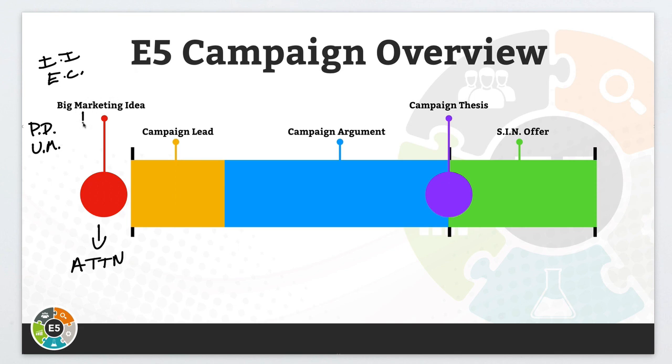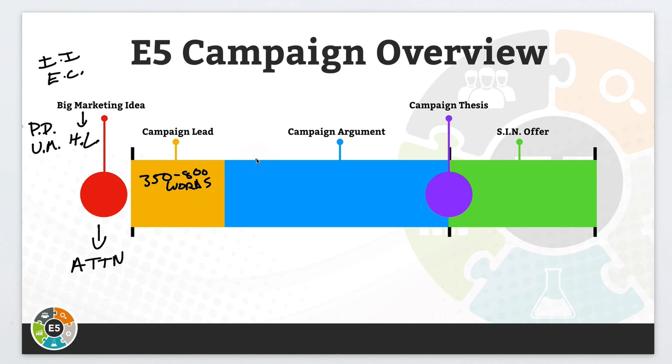We then turn that big idea into a headline, right? So this big idea, which is emotionally compelling and intellectually interesting, which introduces a primary promise of result, of outcome, of change, of transformation, which is delivered by a unique mechanism. We develop that idea, and then we turn it into a simple headline. That is to get attention. Then you've got what's called your campaign lead. And this is the first 350 to 800 words of your campaign.